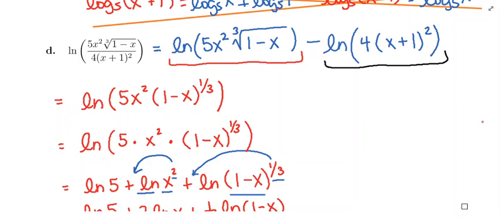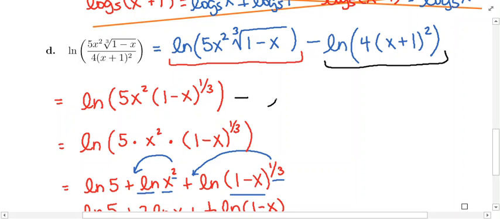Okay, so am I taking the logarithm of something times something, or of something divided by something, or of something to the power? Okay, so when you look at this, you should see that we are subtracting the natural log of something, which is the 4, times something else, which is x plus 1 squared. Okay, we have the logarithm of something times something. Okay, multiplication will turn into addition.